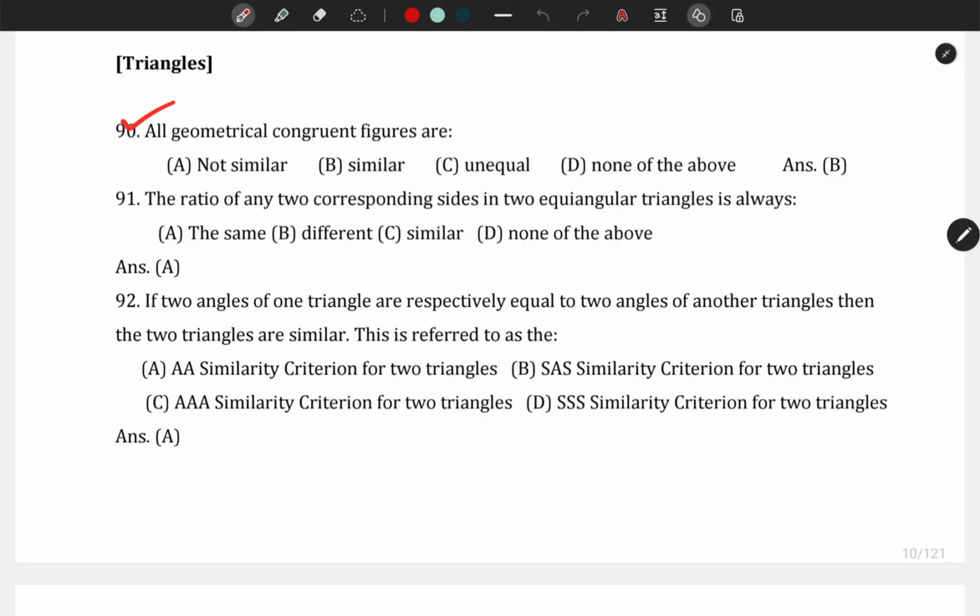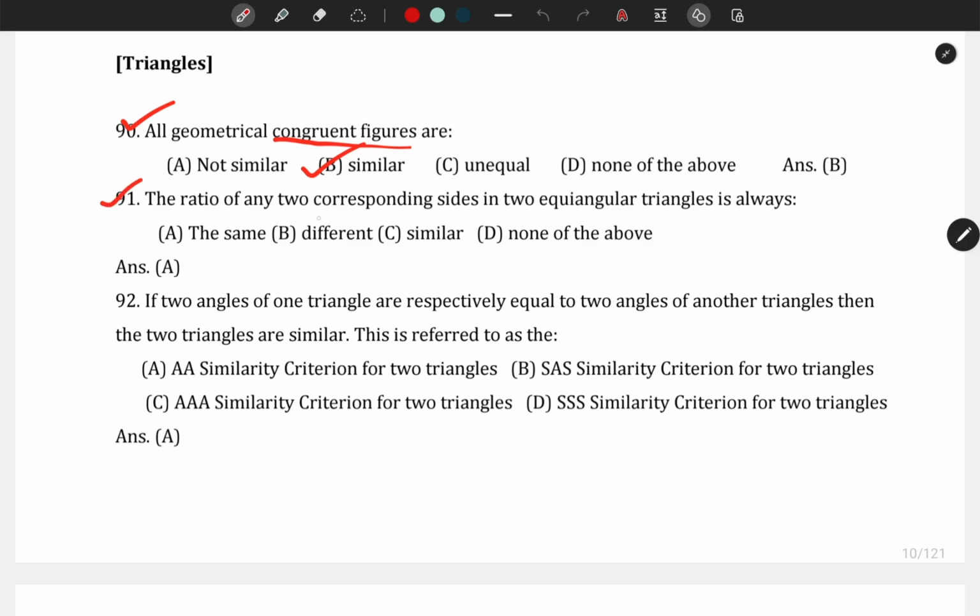Question number 90: all geometrical congruent figures. Congruent figures means figures having the same shape and same size, and whenever they have the same shape, the figures are also similar. So congruent figures are always similar.